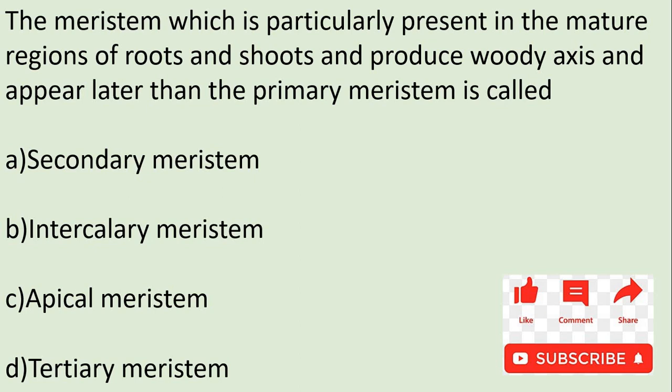The meristem which is particularly present in the mature regions of roots and shoots and produces woody axis and appears later than the primary meristem is called A. Secondary meristem. B. Intercalary meristem. C. Apical meristem. D. Tertiary meristem.